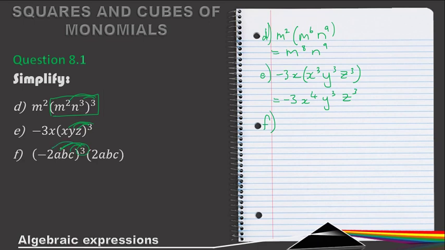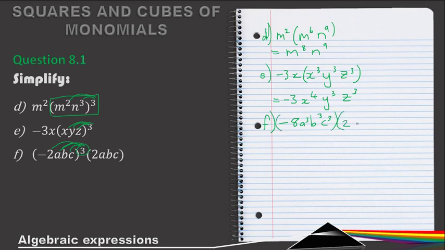For f, now before I multiply these two together, I have to take this 3 inside the brackets to each and every base. And remember, cubing a negative number stays negative. So this is minus, then 2 to the power of 3 we saw was 8. And then we have a cubed, b cubed, c cubed. Okay, so let's keep that in brackets.